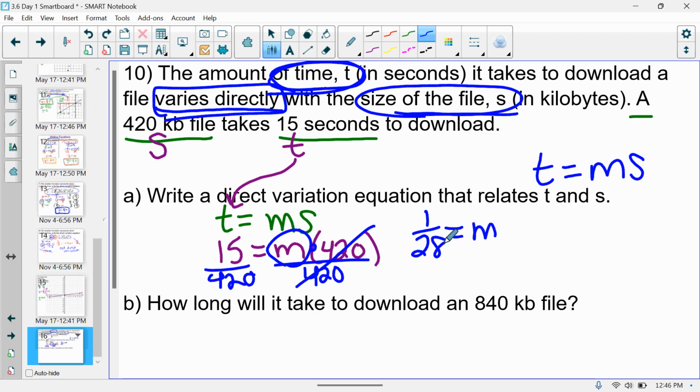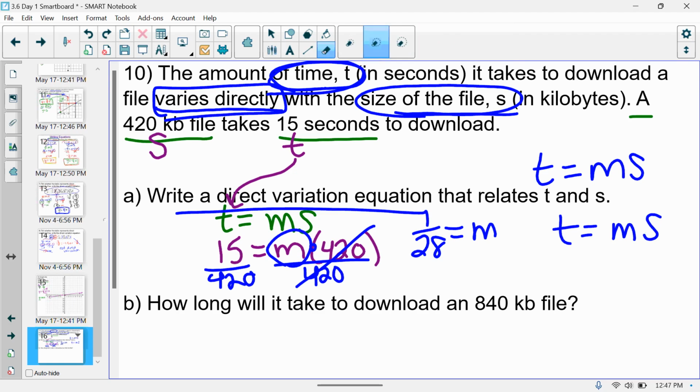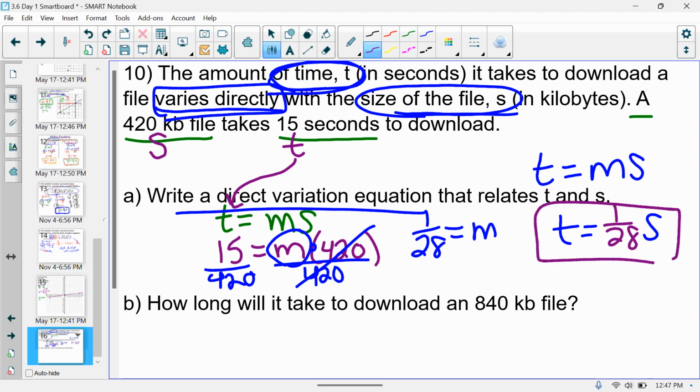Once again, guys, you got to keep track of what you're finding. That's just the slope. That's not the equation yet. Remember, our equation's going to look like this. So now we can fill in, though. We just found out that m, the slope, was 1/28. So here's our equation. Okay, everybody with me?